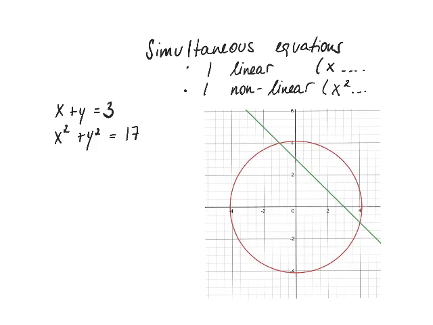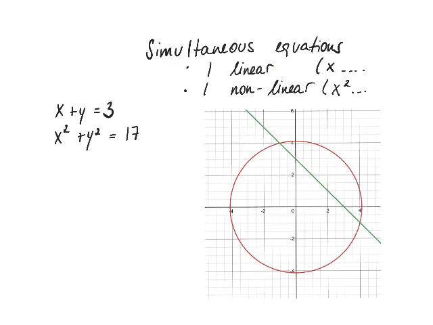This video is to explain simultaneous equations where we have one linear equation and one non-linear equation. Linear means we just have x or y. Non-linear could be x squared, x cubed, y squared, y cubed. So we have two equations here: x plus y equals 3, which is the linear equation, and x squared plus y squared equals 17, which is the non-linear equation.